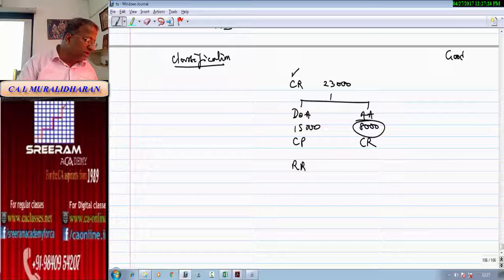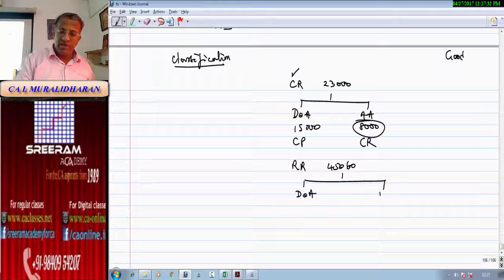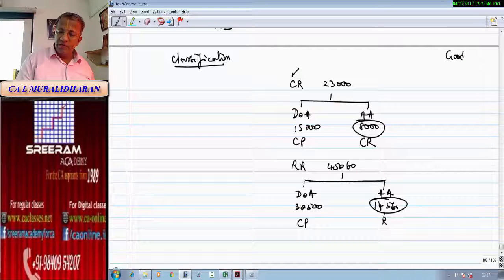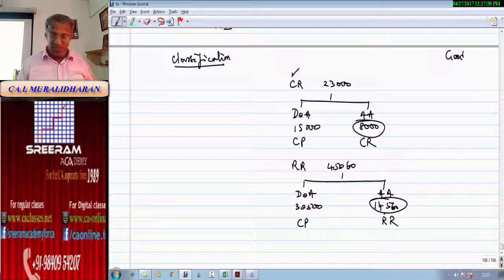Then revenue reserve, 45,060: on the date of acquisition 30,500, and after acquisition 14,560. This is capital profit, this being revenue reserve. Please just check the total. Yes, sir. Is that balancing figure correct? 14,560.